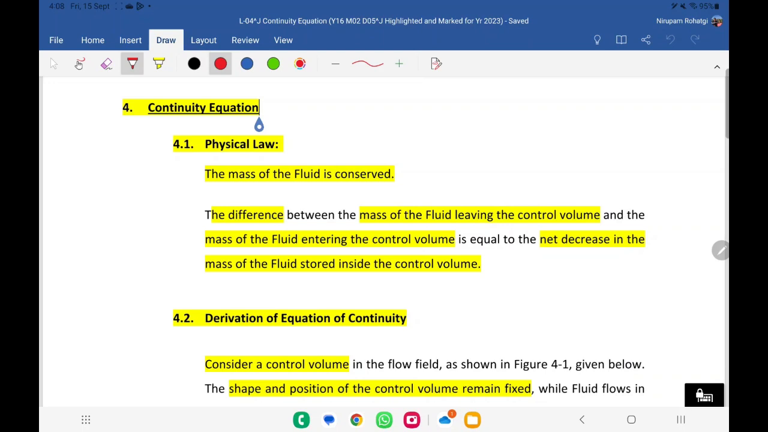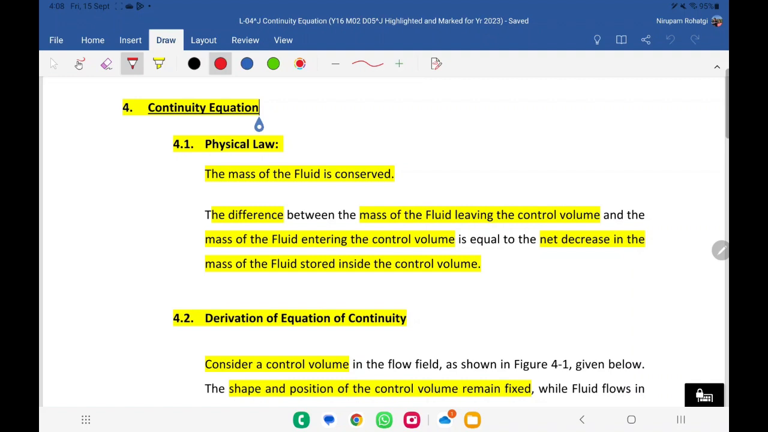We are going to derive these governing equations one by one. The first is the continuity equation, the second is the momentum equation, and the third is the energy equation. The momentum equation will have 3 parts, so in total there will be 5 equations.